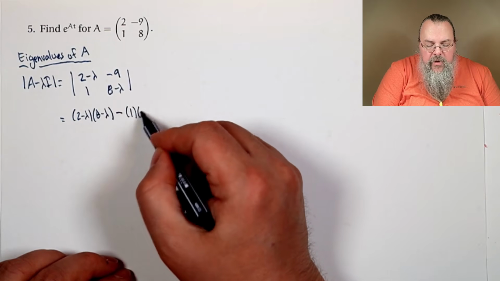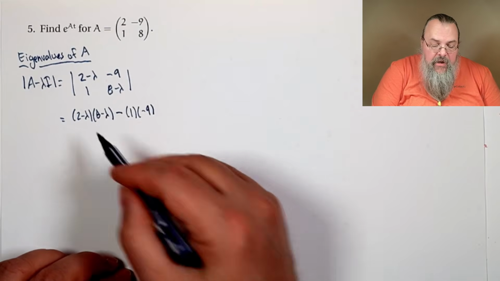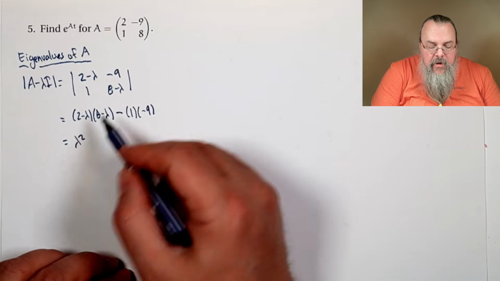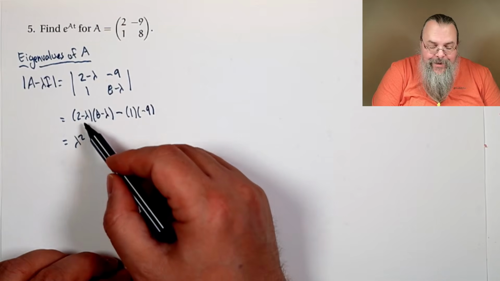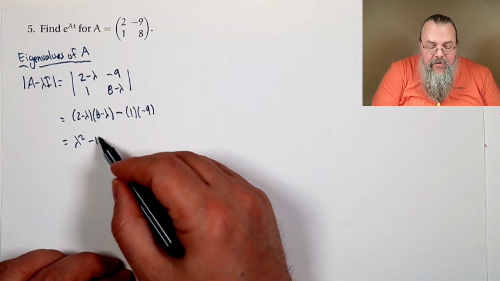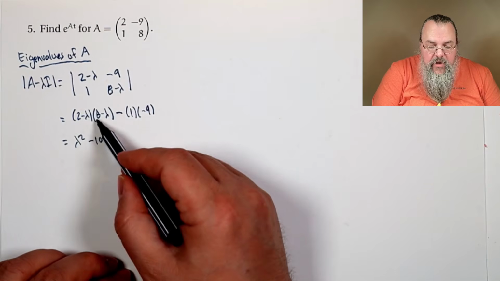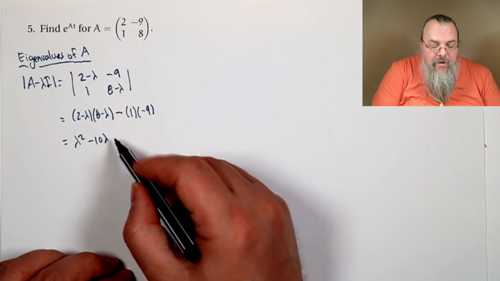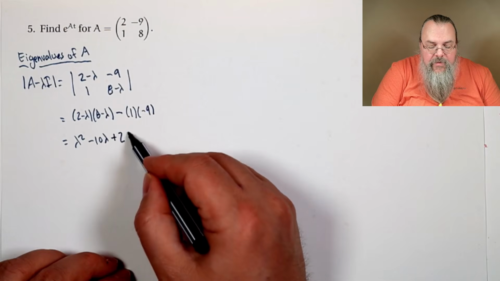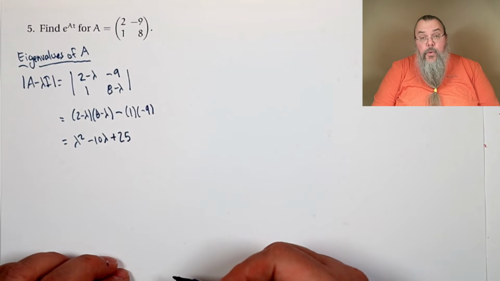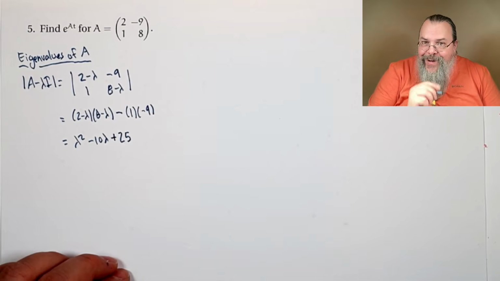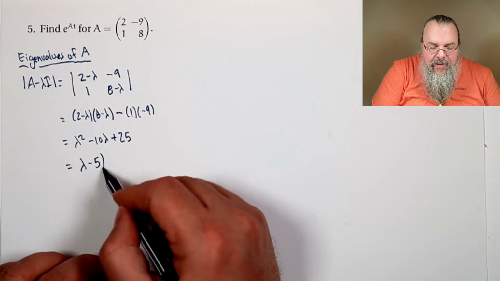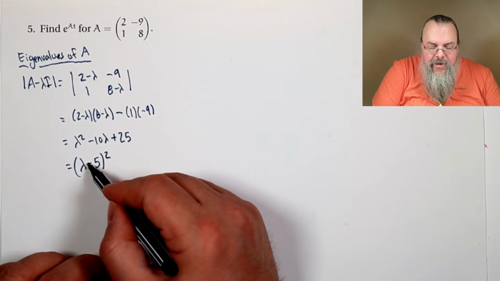Subtract 1 times minus 9. And we expand. And that would be a lambda squared. We have a minus 2 lambda, minus 8 lambda, minus 10 lambda, 16 plus 9. Right, minus, minus. And 16 plus 9 makes 25. And we're like, ooh, I think I see what this is. This is lambda minus 5 squared.